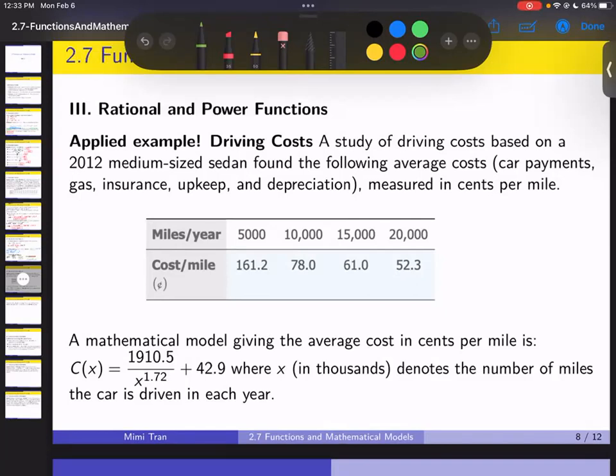Let me ask you this. Is this one a power function or a polynomial function? The one I highlighted in blue. Is it a power function or polynomial? Yeah, thank you, Lexi. It's power, right? Because the power is a real number, right? For a polynomial, the power is a non-negative integer.